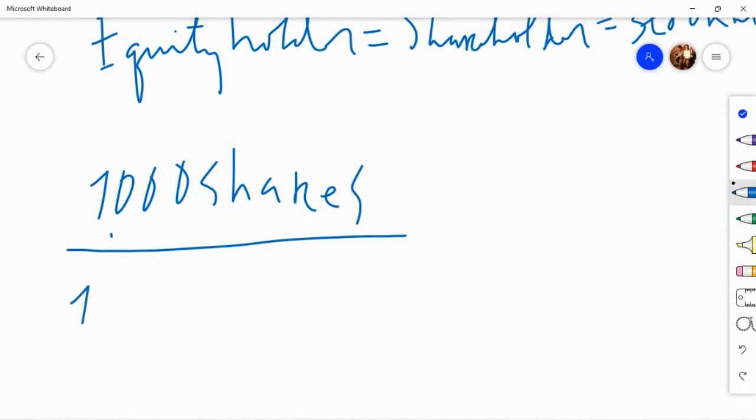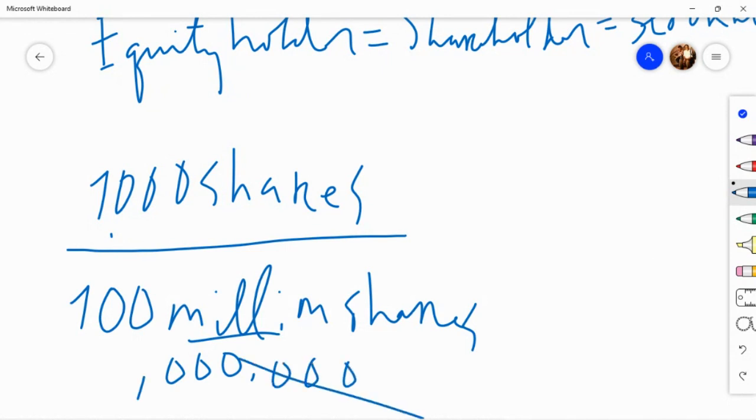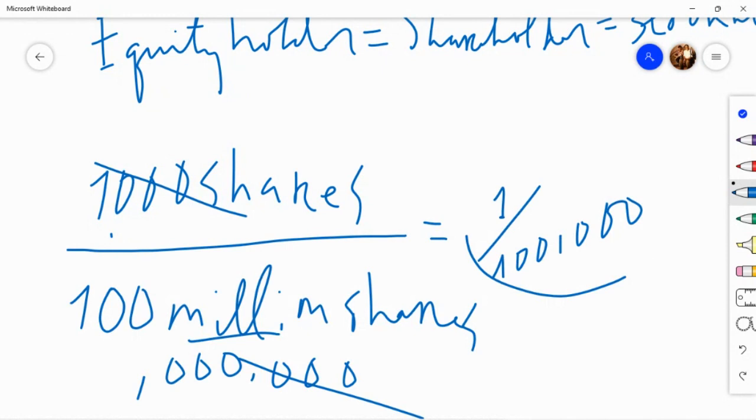If you have 1,000 shares, and 100 million shares are outstanding, 100 million is 6 zeros, right? 1,000 has 3 zeros, so 3 will cancel out. So your portion is 1 over 100,000.